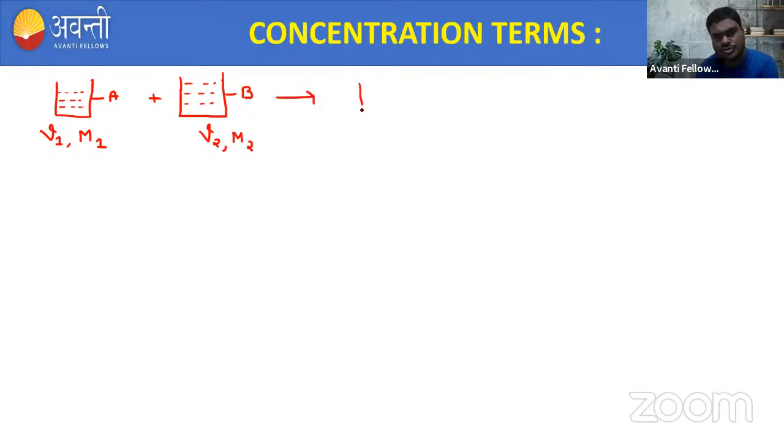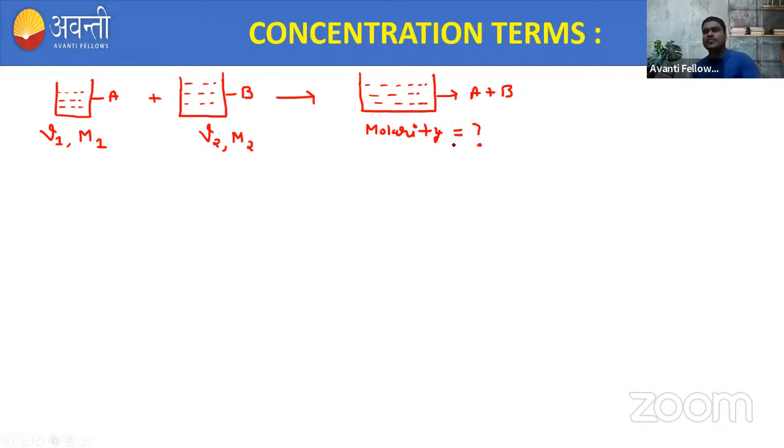So if we mix these two solutions, that is solution A plus B, combined, you have to find what is the molarity of the solution, right? So if you mix the two liquids, having volume V1 and molarity M1, and volume V2 and molarity M2, and you want to find the molarity after mixing, what is the molarity for this, right?